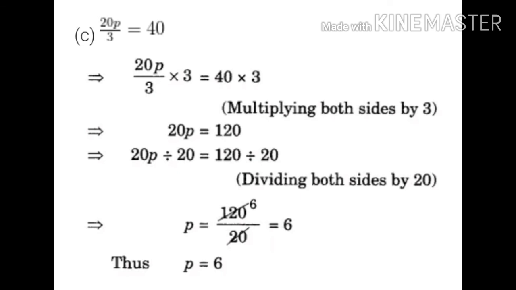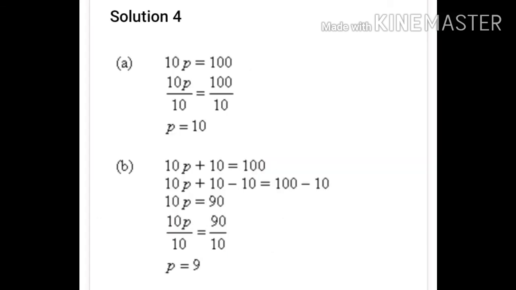Again, 20 is along with the variable. We want the value of p. So we are going to divide by 20 again on both the sides, and we will get the value of p as 6. Until and unless our variable is found alone, means individually, till then we are going to apply this step of multiplication or division or addition or subtraction according to the question being given, so as to get the value of the variable accurately.